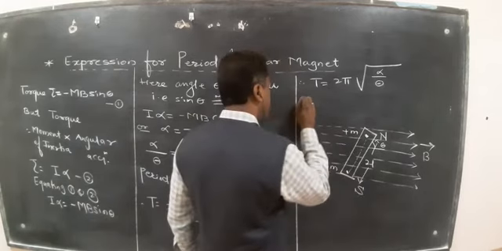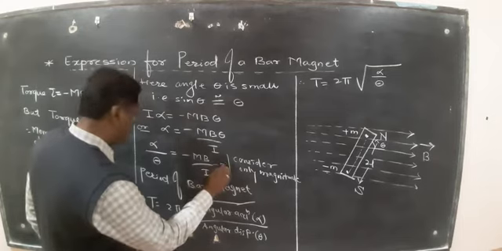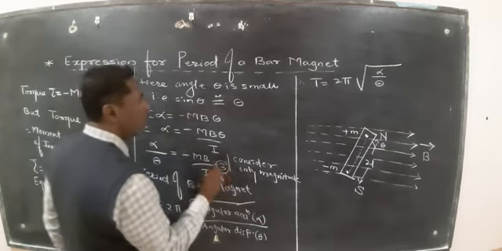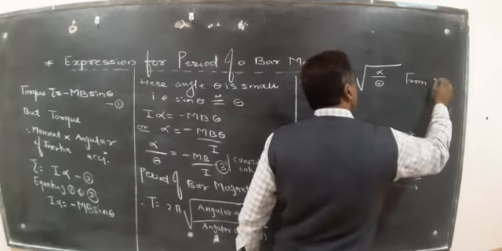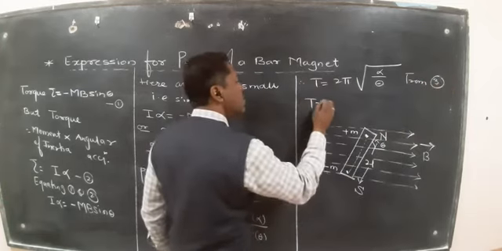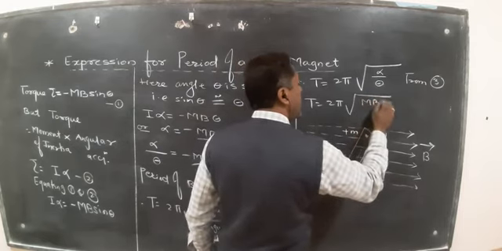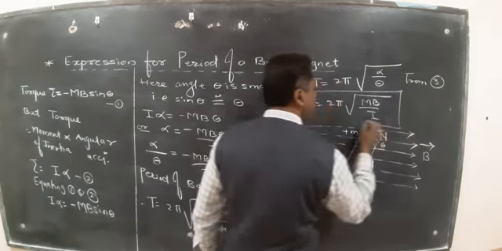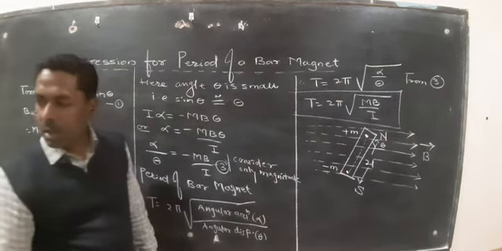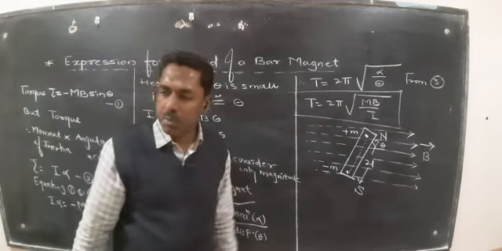Just name it as equation number third. From third, what we can write? From third, T is equal to 2 pi under root mb upon I. That's all. This is the general formula for period of a bar magnet. What did we do? We put mb upon I in place of alpha upon theta.